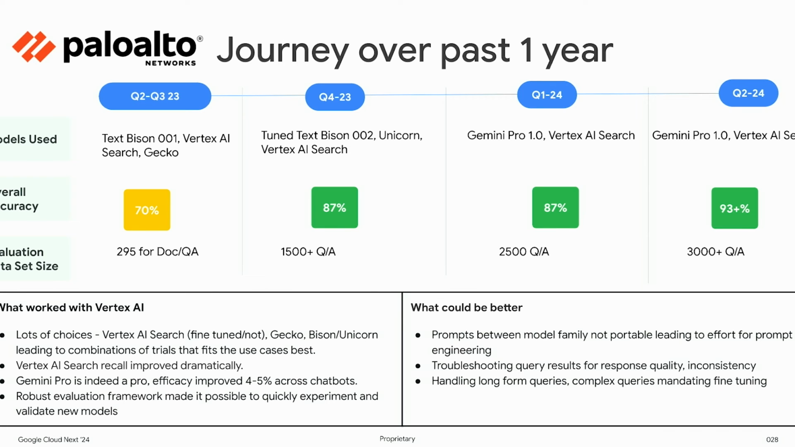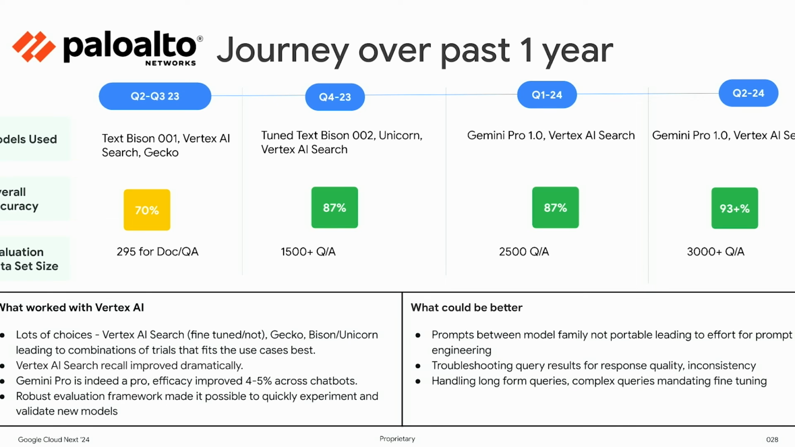Working with fine-tuned models and constant prompting, we have gotten to the point where we are at 93% accuracy on a large data set of 3,000 plus queries and answers, and we are continuously increasing the data set while keeping the overall accuracy at 93%. Thanks to Gemini Pro 1.0, it has been a killer upgrade for us.